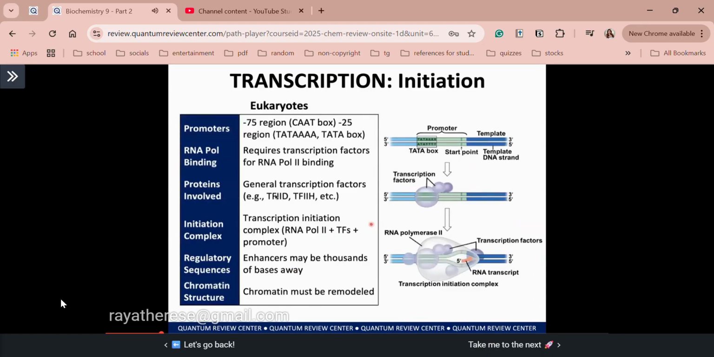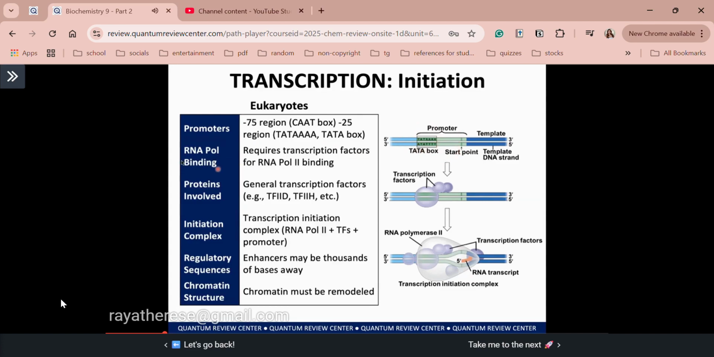Much more complex, right? You can see here, of course, we still have the promoter region. Here, the very well-known promoter is the TATA box. Recall, for the prokaryotic cell, we had the Pribnow box. For eukaryotes, we have the -75 region, the CAAT box, and the -25 region, the TATA box. That's just nearby your transcription initiation site. So this is your promoter, again, upstream of your transcription initiation site.